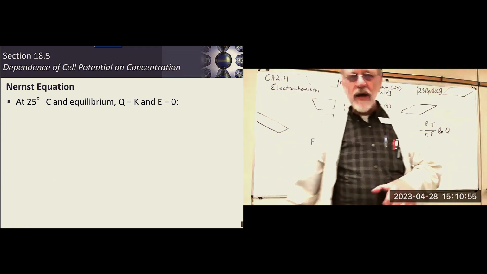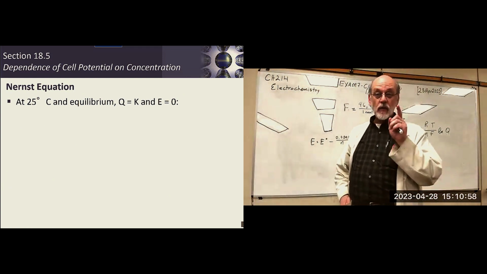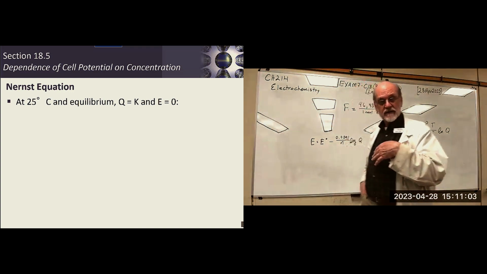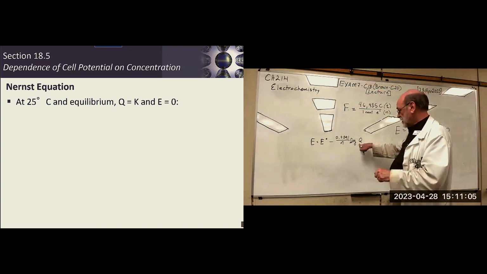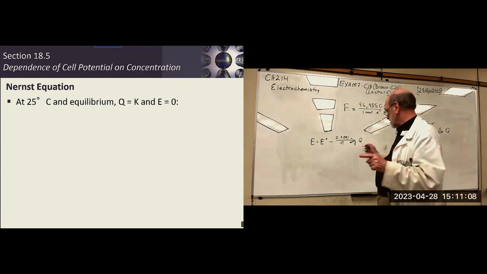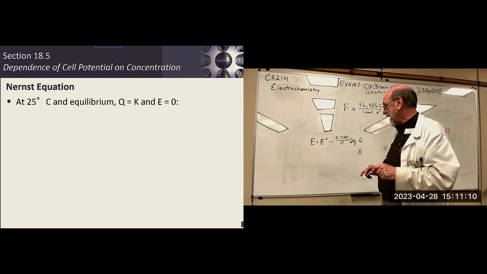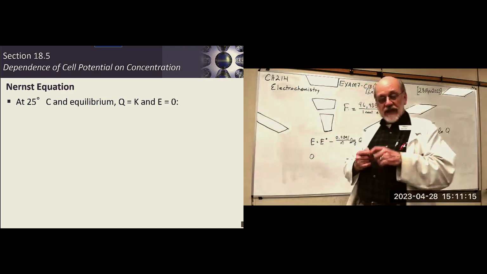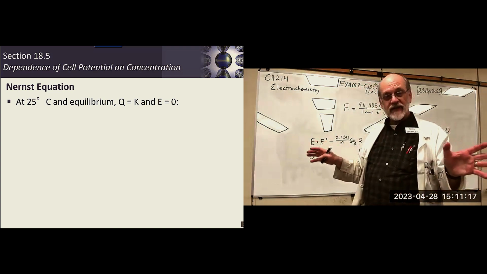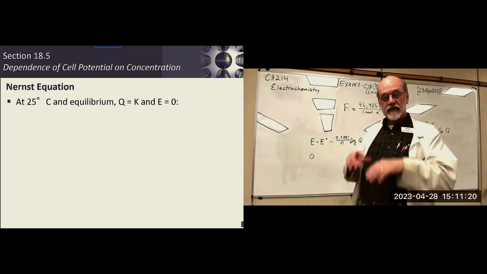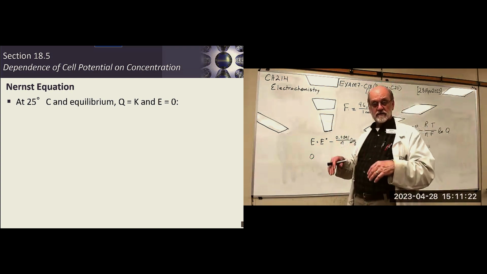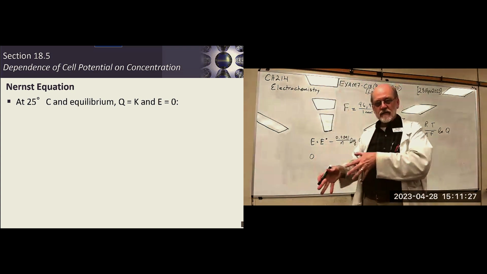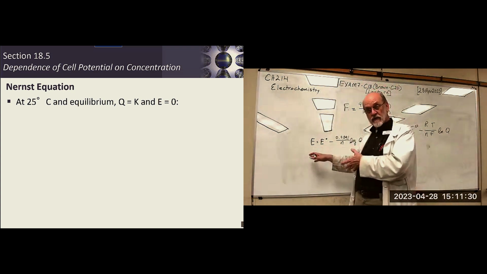Okay, so at 25 degrees C and at equilibrium, what would this equation look like? Well, at equilibrium, that value is K. And at equilibrium, this value is 0. Because at equilibrium, there's no force driving electrons. Everything's settled. Delta G is 0. Not delta G naught, but delta G is 0. And E is also 0.